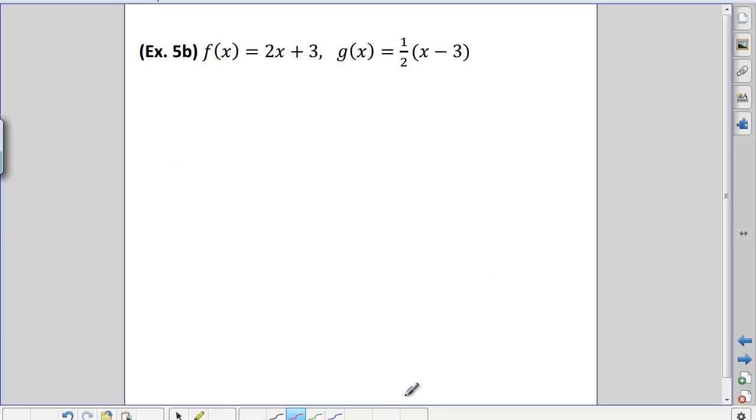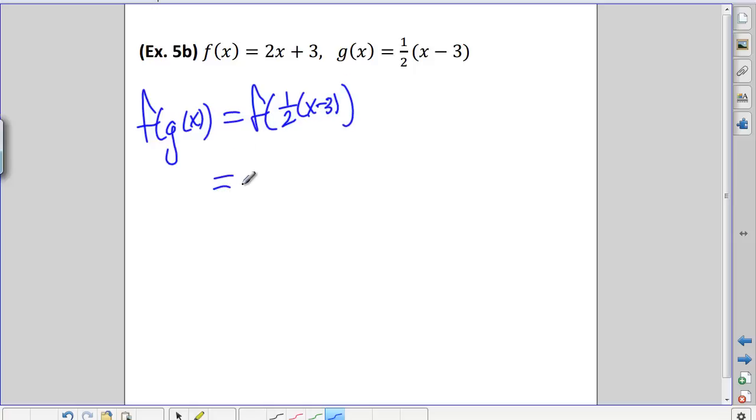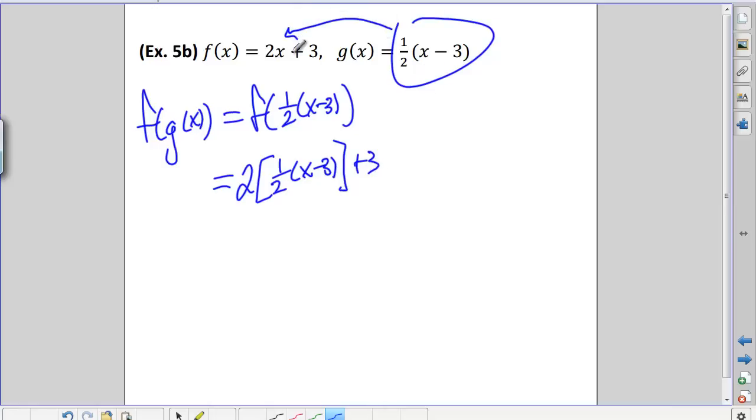Part B, f is 2x plus 3, g is a half times x minus 3. And so looking at that here again, starting with f of g of x, that's f of a half times x minus 3, which is 2 times a half x minus 3, plus 3. So we're just taking this right here, plugging that into the x.